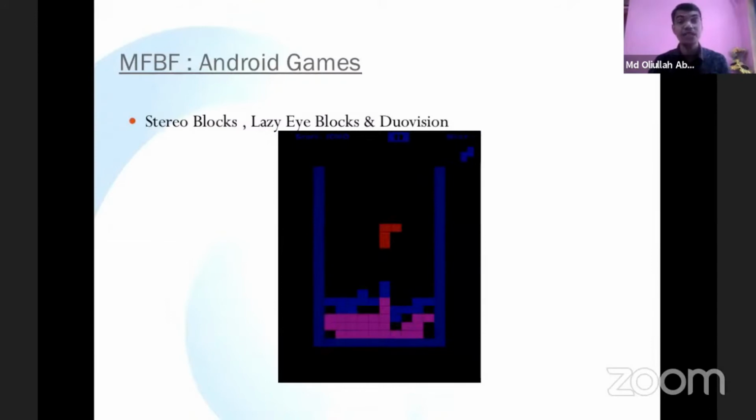Now, again, these are great MFBF tools like Android games. You have stereo blocks, lazy eye blocks, or DioVision. So similar Tetris games where you have the polarities on reverse, so you see the opposite one. Through a red filter, you will see the red one, whereas through a blue filter, you will be seeing the blue one. And that is very important.